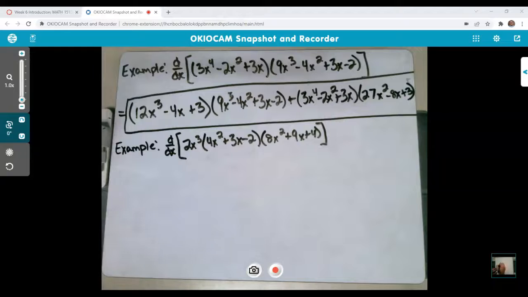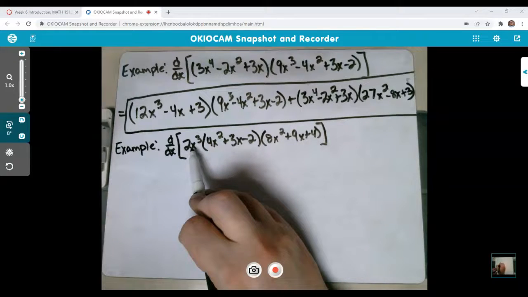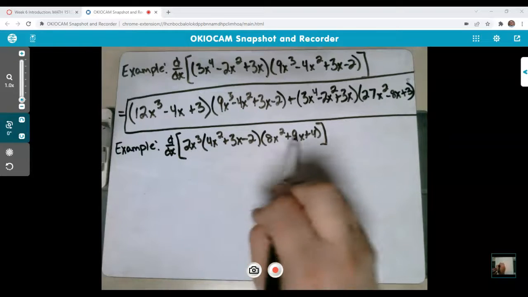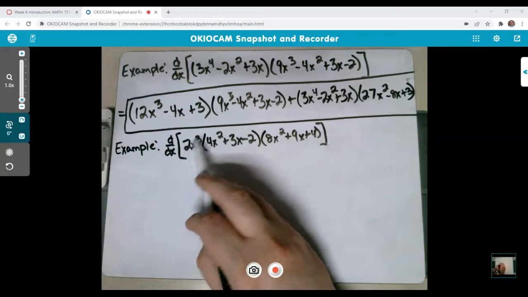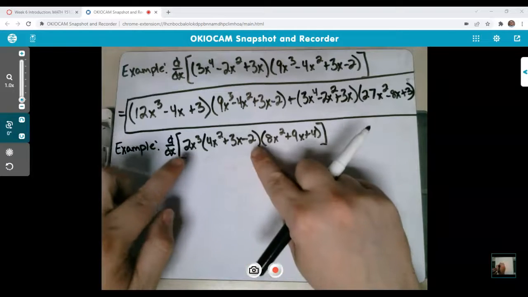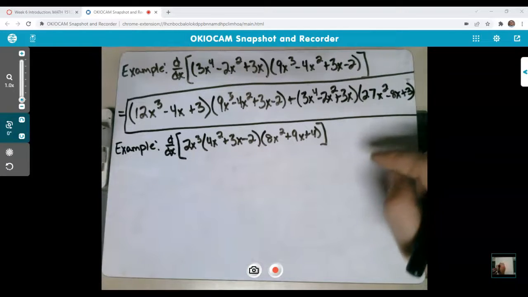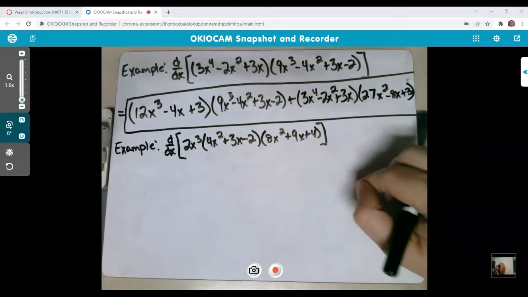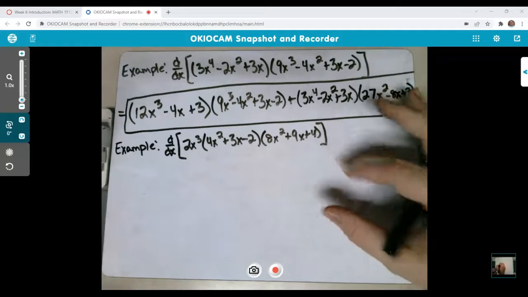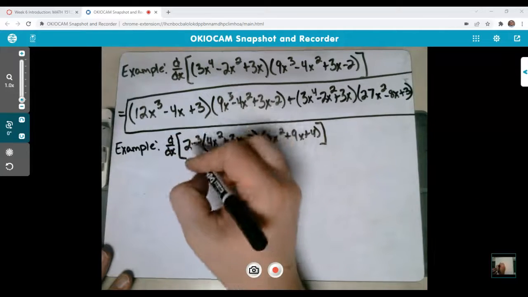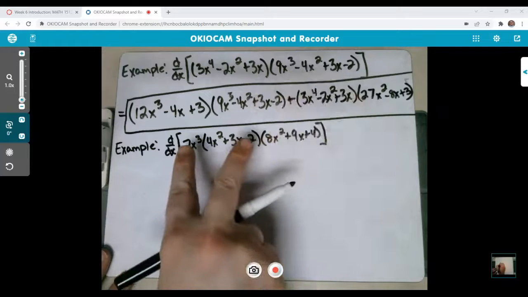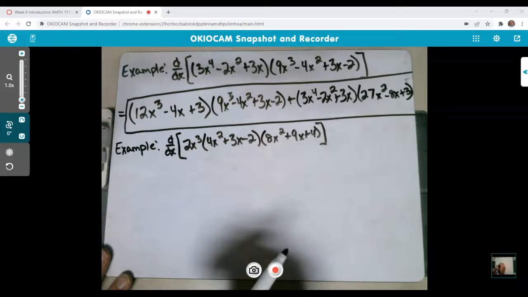The first thing is I can actually distribute 2x to the third to one of these. It doesn't matter which one. To one of them. In which case I would only have 2 things. And then I could use the product rule from that. So I could do that. Distribute this guy. And then I would only have 2 terms. And so then I can do it.